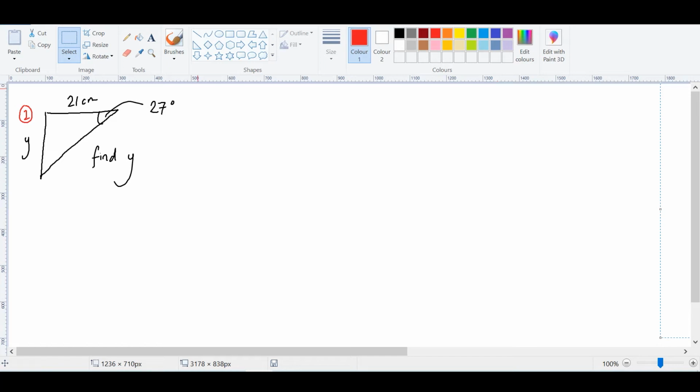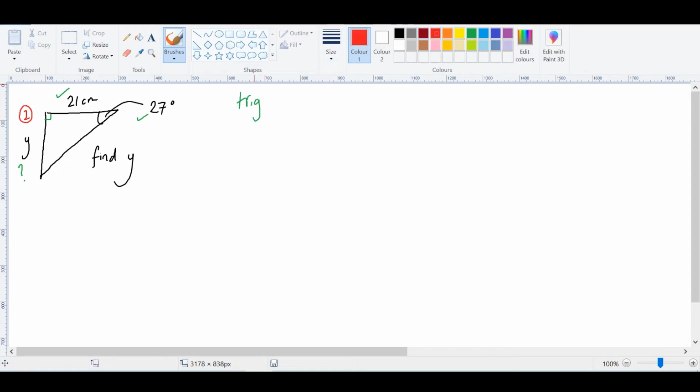Okay, so let's look at this question here. We've been given a length, we've been given an angle, and we've been asked to find a length. When we have a question like this, and this should be clear that it's a right angle, we can use trigonometry. Okay, we can use trig.